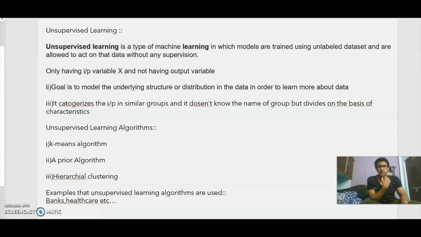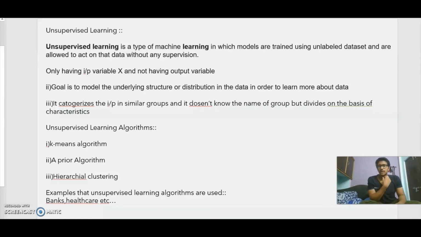So it categorizes the input into similar groups of data, and it doesn't know the name of the group, right? It means we are taking some ungrouped data, and we don't know the labels of the particular elements in it. So based upon their characteristics, considering all sizes and shapes, we are going to divide them into some subcategories.